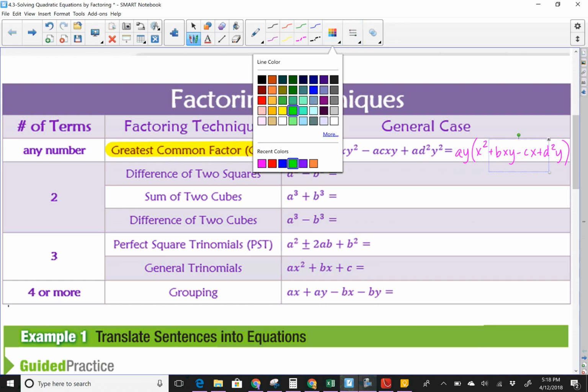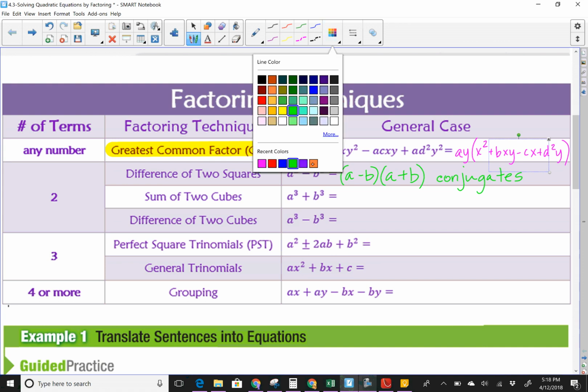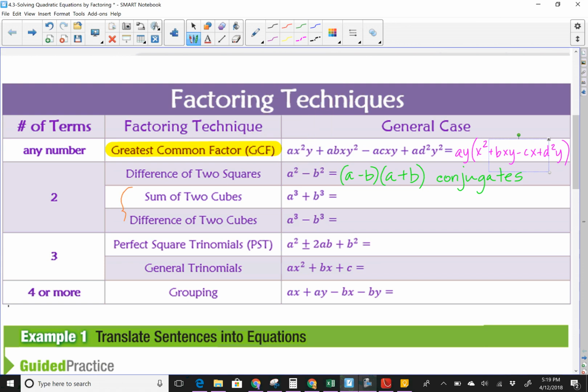All right, difference of two squares, a squared minus b squared. That gives us a minus b and a plus b. You need to be familiar with what those are called. Those two things, when the factors are exactly the same, except for the sign of the second one. So A and B are the same, but the signs are different between them. They're called conjugates.